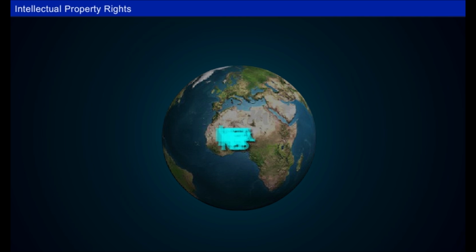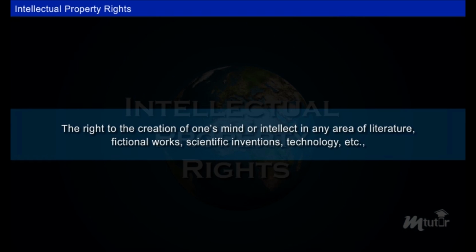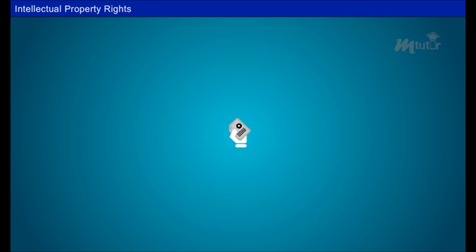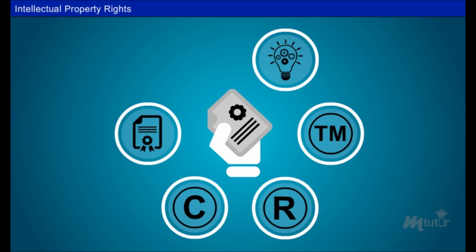Now, let's learn what is intellectual property rights, known as IPR, and its related ethical issues. Intellectual property rights can be defined as the right to the creation of one's mind or intellect in any area of literature, fictional works, scientific inventions, technology, etc. IPR refers to the legal ownership and protection of invention, traditional symbols against unauthorized imitation by means of patents, trademarks, copyrights, industrial designs, and geographical territories.